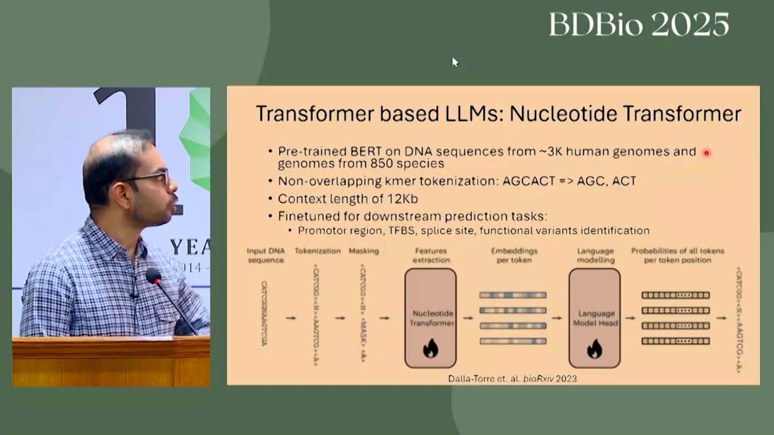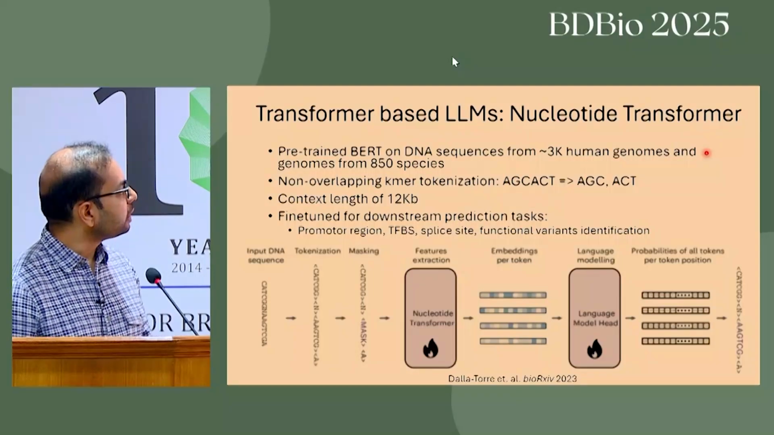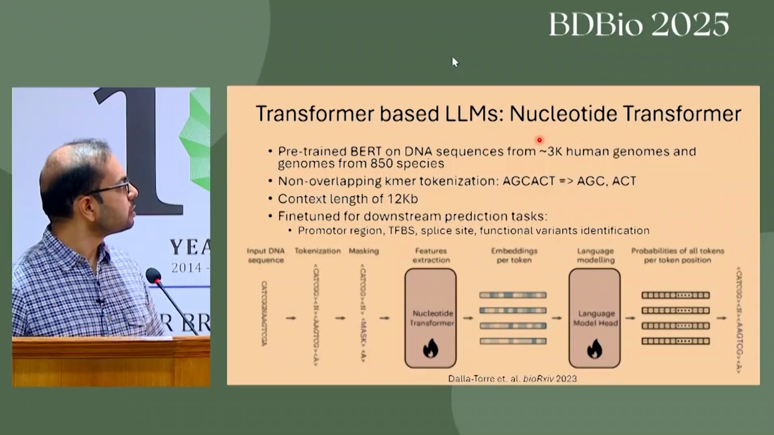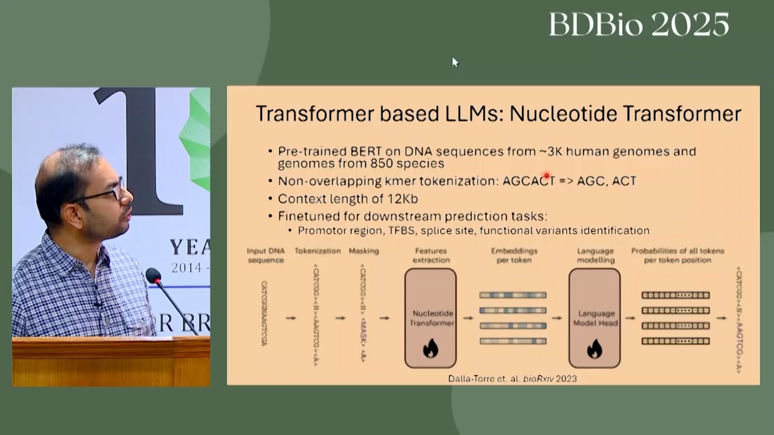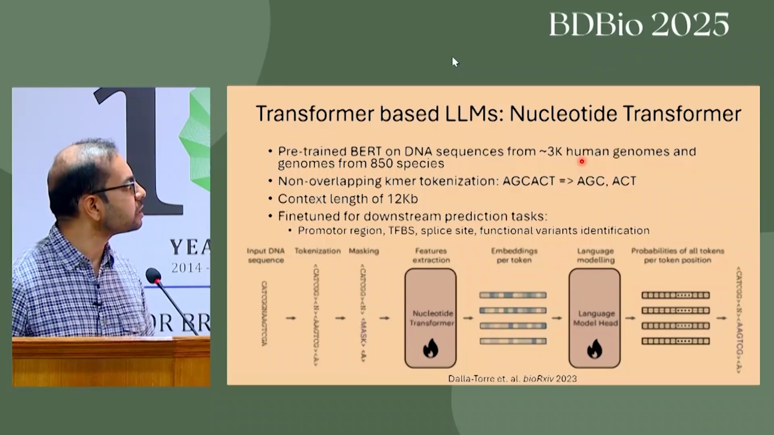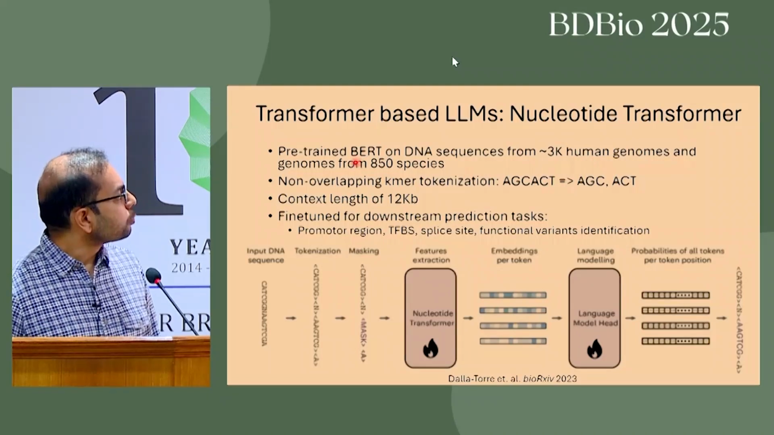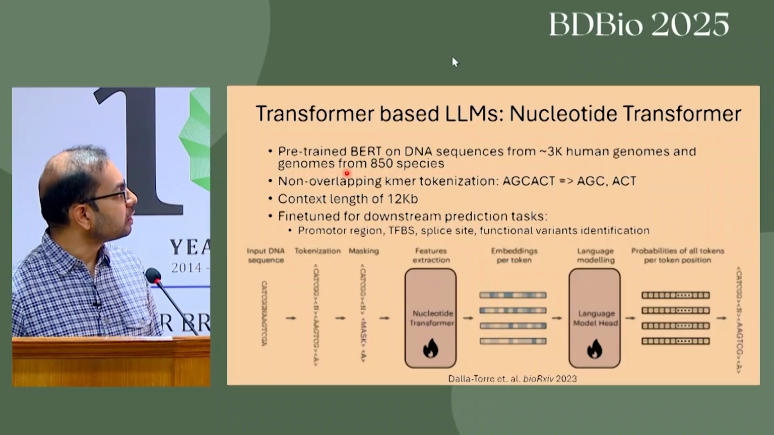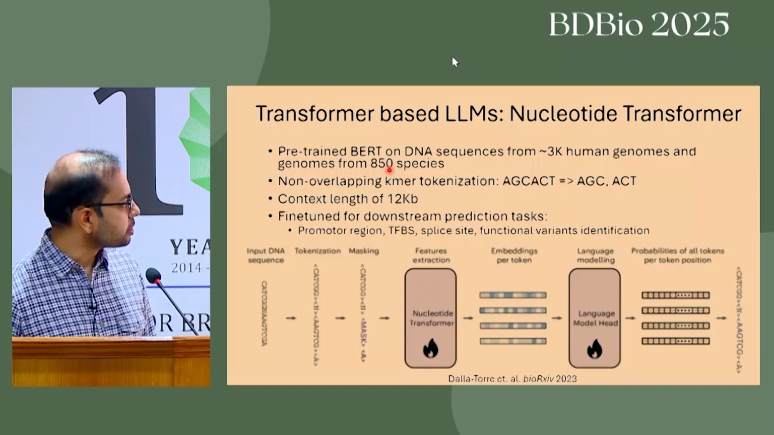Then came nucleotide transformer in 2023. It changed a few things. So firstly, it pre-trained on 3,000 human genomes. It took the 1,000 genome project sequences and pre-trained on them. It also pre-trained on several other genomes from 850 different species.